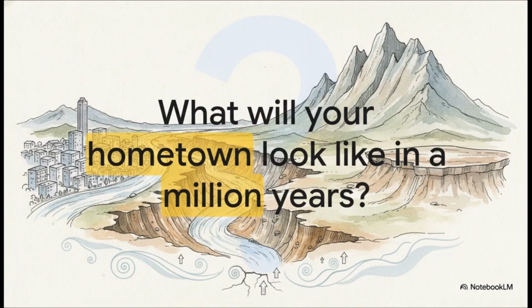I want to conclude our explainer today with a little thought experiment. If the Earth's sculpting studio is always open, if those endogenous and exogenous forces literally never take a day off, what do you think your hometown is going to look like a million years from now? Will it be a towering fold mountain, a flat plateau, or maybe completely washed away into a valley?